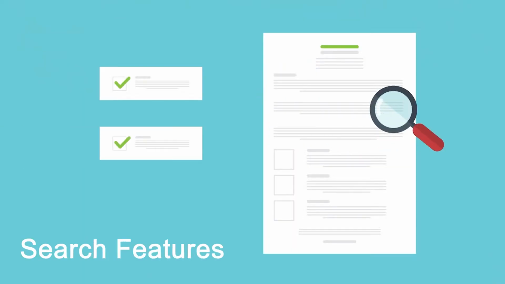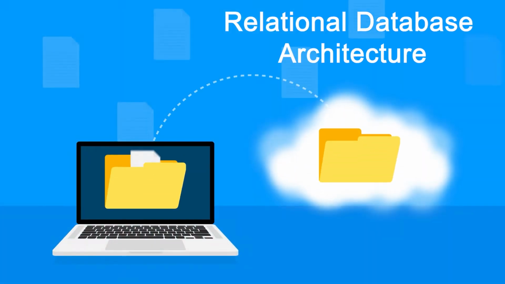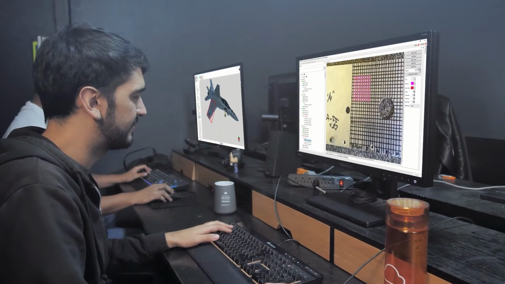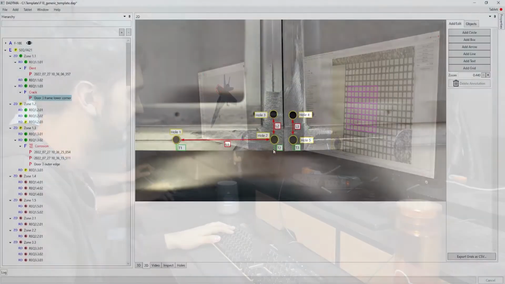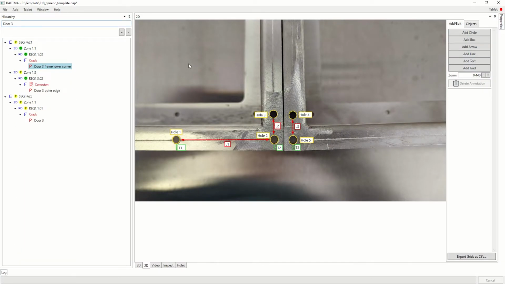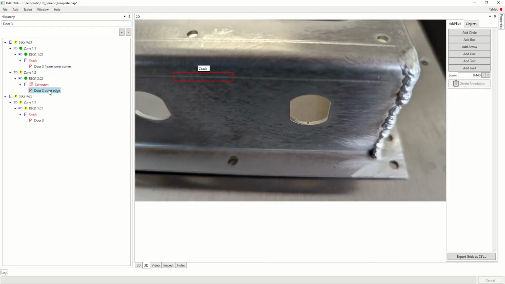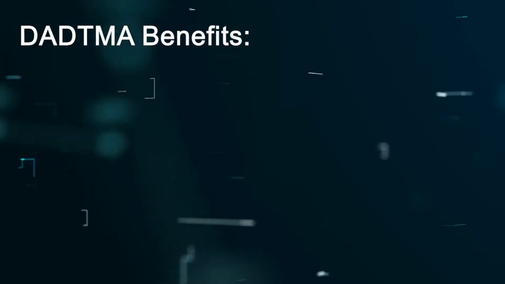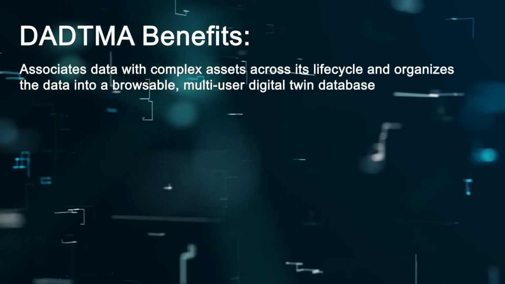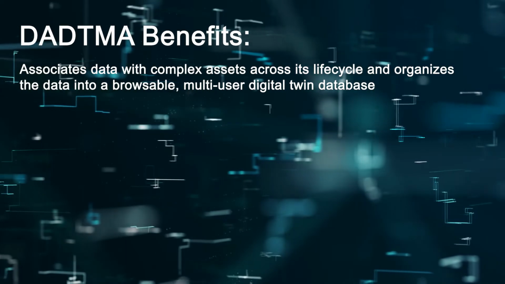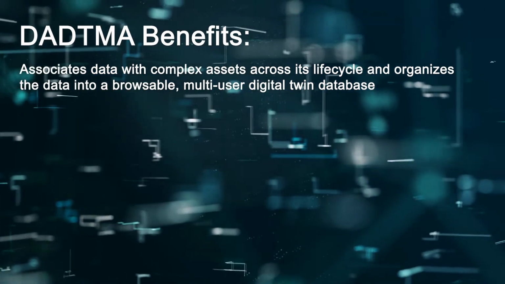DADTMA's search features and relational database architecture provide easy navigation through the digital twin, enabling multi-user simultaneous data access, quick queries across assets, and automatic associations with other likely defects in both the present and future of specific assets within the fleet. Benefits of DADTMA include: it associates data with complex assets across its entire lifecycle and organizes it into a browsable, multi-user digital twin database.